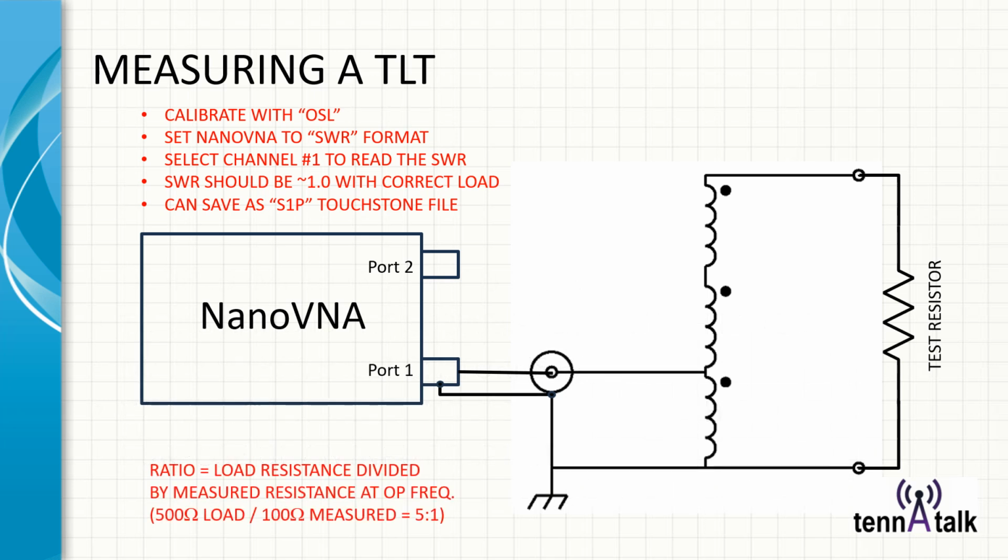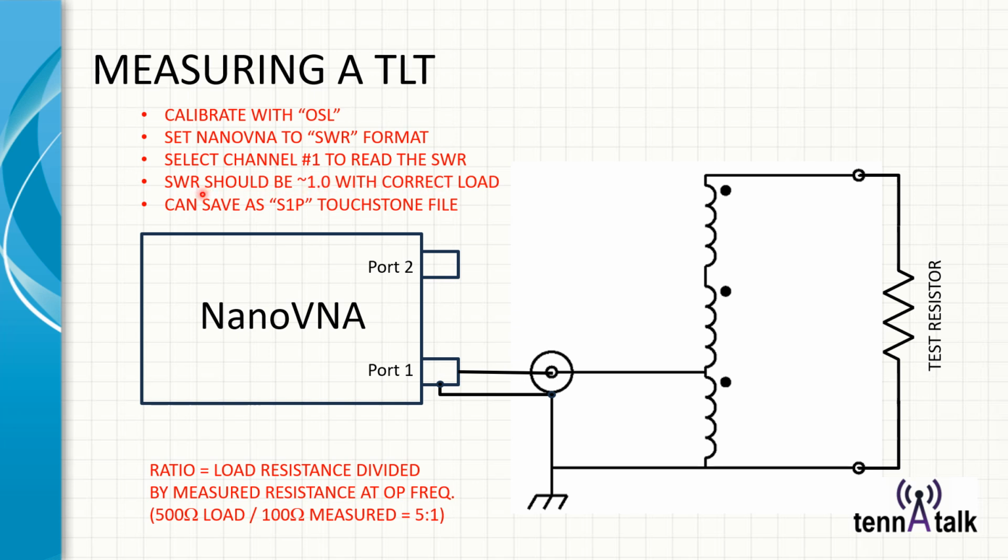So let's talk about measuring a TLT. First thing we do is calibrate with open, short, and load, as we mentioned before. Set the nano VNA to SWR format. Select channel 1 to read the SWR. We'll call this port 1 and port 2. This is the port where it sends a signal out and looks for how much is reflected versus how much continues on to the load. It should be around a 1.0 SWR with a correct load.